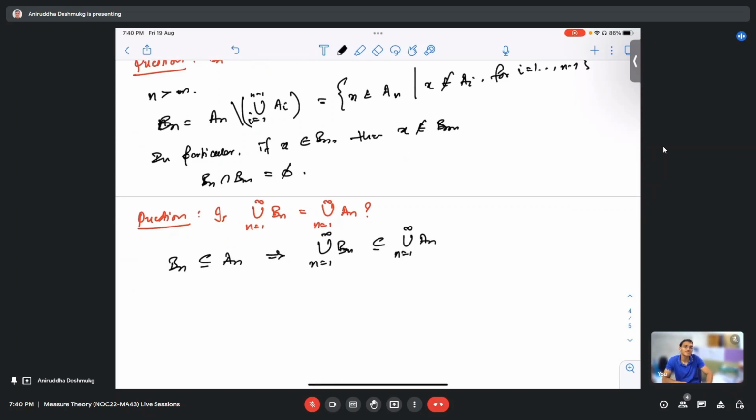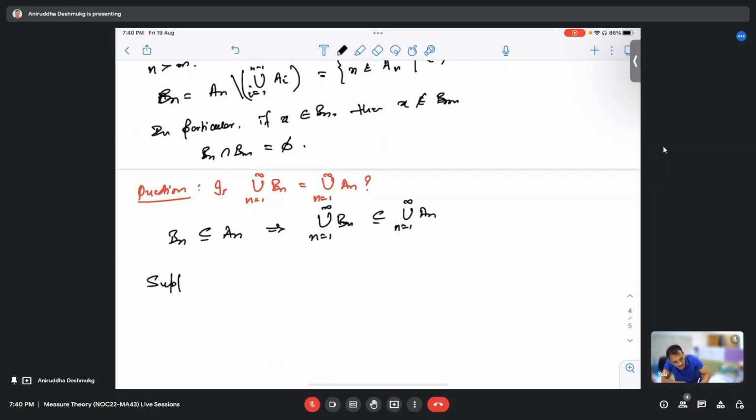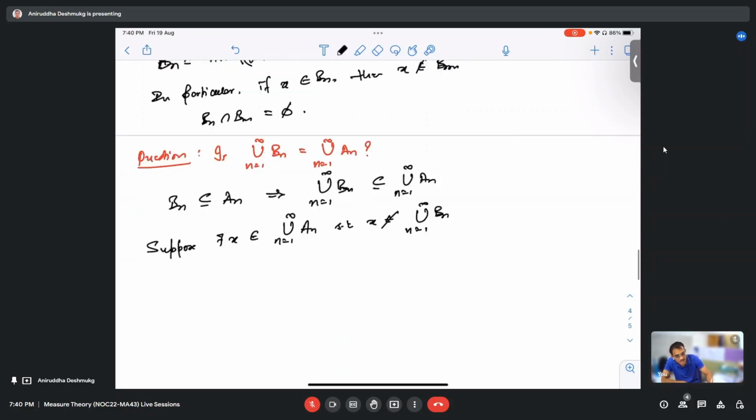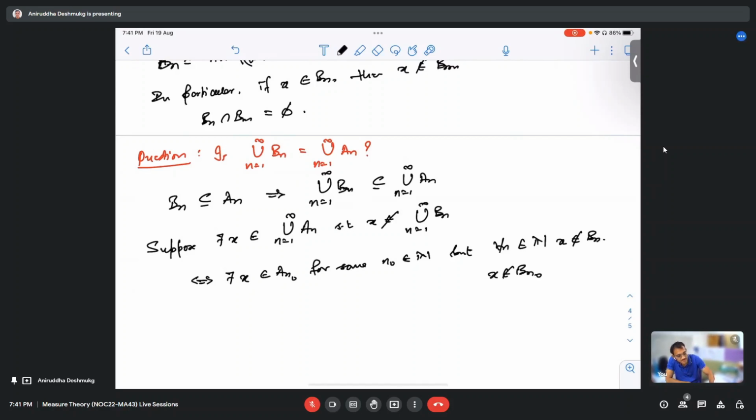Suppose they are not. It means that this union of Bn is strictly contained inside union of An's. Suppose there is some element x in this union of An such that x is not in this union. But x not being in the union is the same as saying that x belongs to An naught for some n naught, but for every n, x does not belong to Bn. Is that right? But then, in particular, x does not belong to Bn naught. Oh, but x could have been earlier. Okay, that we'll see.